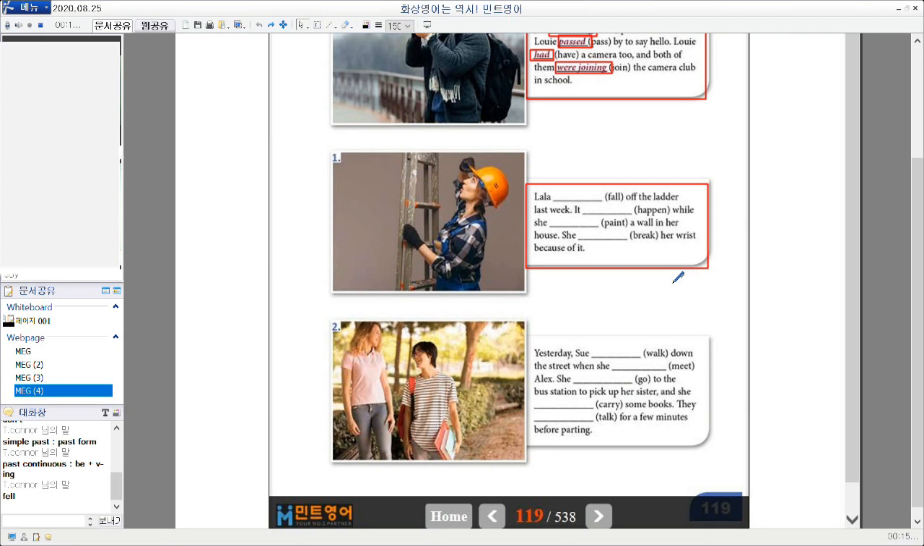It was happening is past continuous, correct? While, while means at the same time. So you can use past continuous too for this one. Okay. So you can say, while she was painting a wall in her house.